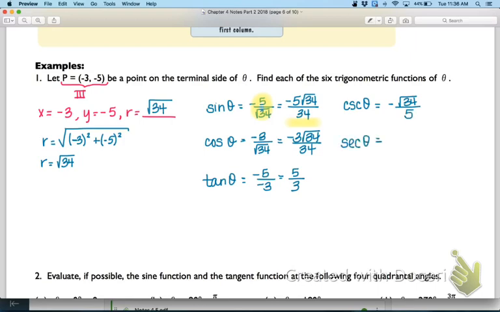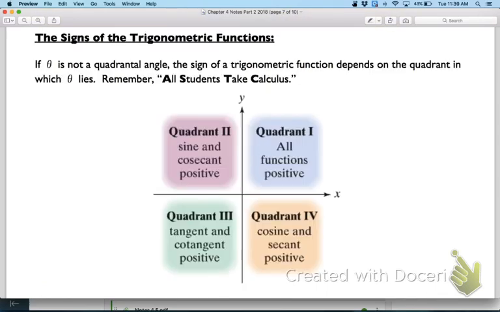Secant theta is going to be the reciprocal of cosine, so that's going to be negative square root 34 over 3. And the cotangent of theta is going to be the reciprocal of 5/3, which is 3/5. And so there we go. We have all 3 of those. Let's look at something where you might have to set it up a little bit differently.